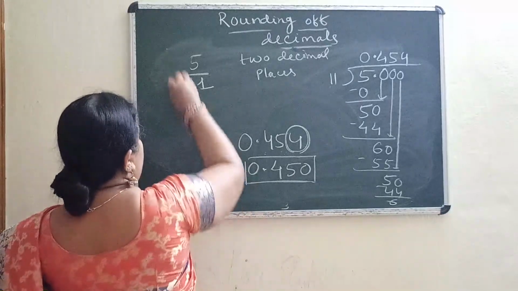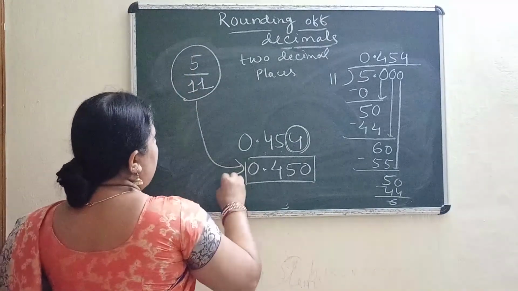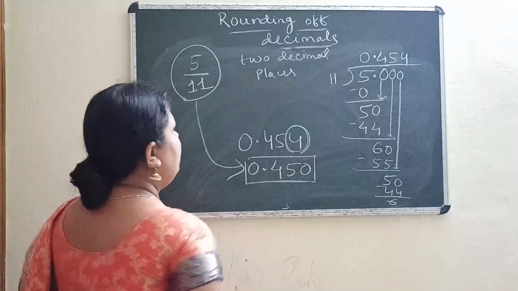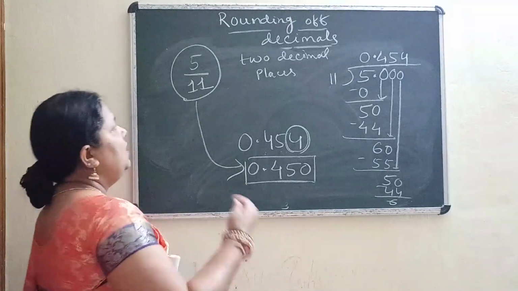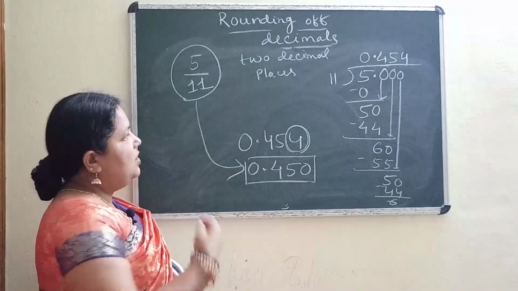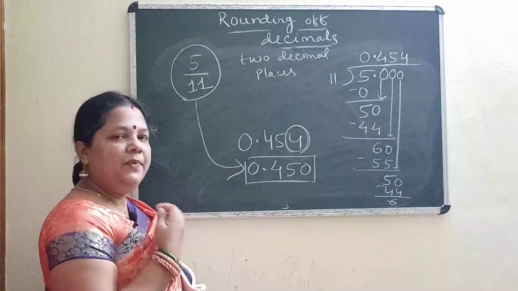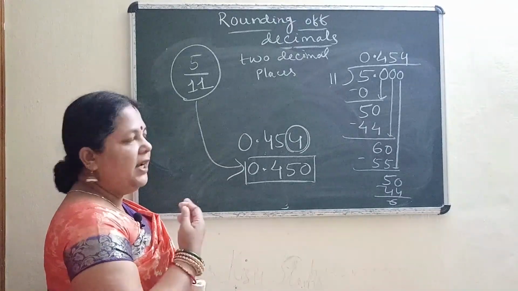So children, this is one fraction and we got it here in decimal. This is your conversion, or this is your rounding of decimal places. So children, in this way you will find the answer by dividing.